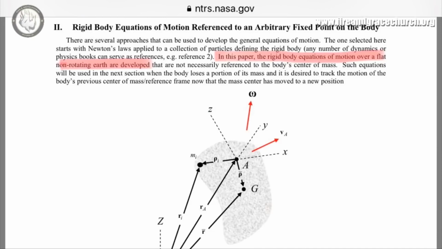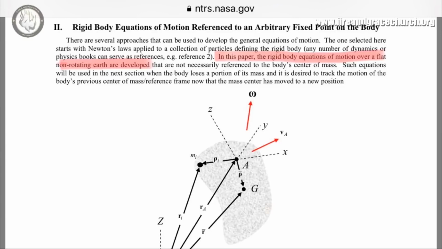Rigid body equations of motion, reference to an arbitrary fixed point on the body. There are several approaches that can be used to develop the general equations of motion. The one selected here starts with Newton's laws applied to the collection of particles defining the rigid body. Any number of dynamics or physics books can serve as references. So they're saying the physics books can serve as references.